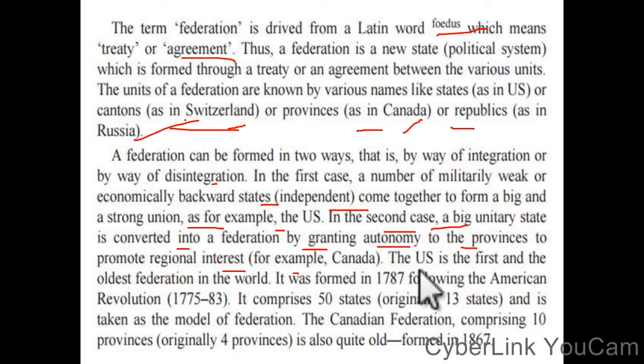The United States is the first and the oldest federation in the world. It was formed in 1787, following the American Revolution, 1775 to 83. It comprises 50 states, originally 13, and is taken as a model of federation. The Canadian Federation comprises 10 provinces, originally 4, is also quite old, formed in 1867.